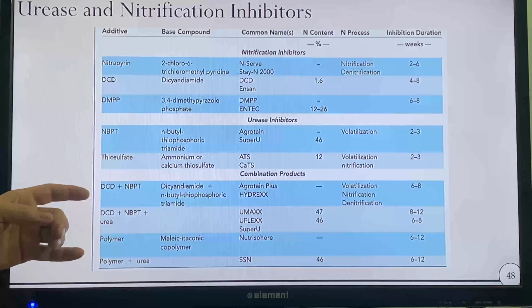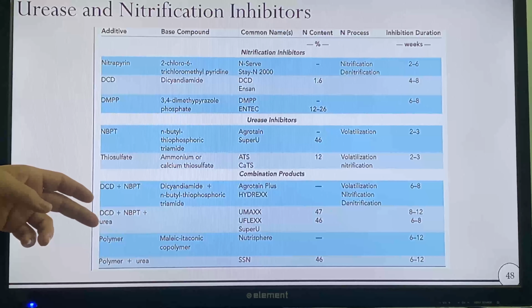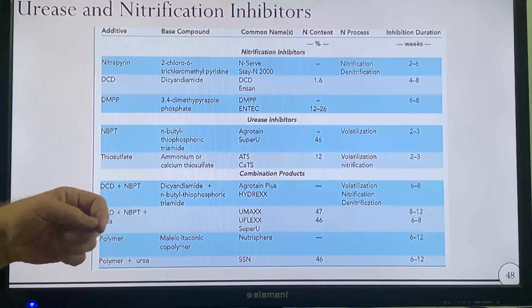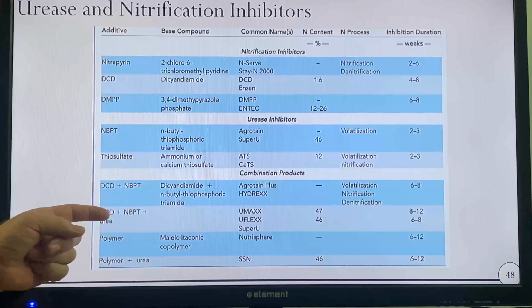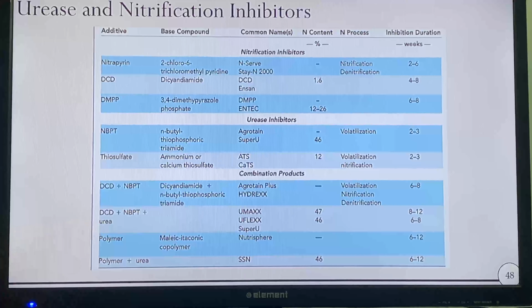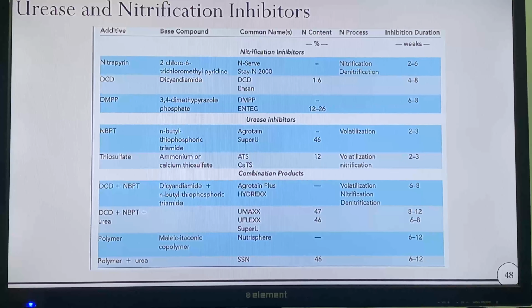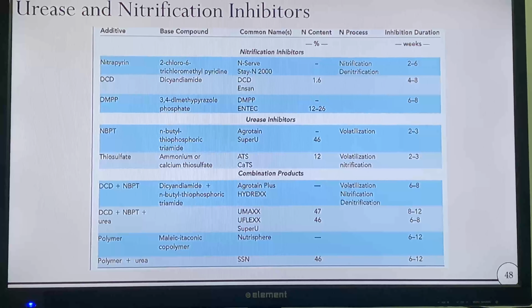And so down here, our combination products, at least these two, are going to be our enhanced efficiency fertilizers. We have DCD and NBPT, which can be mixed with liquid UAN, sold as Agrotain Plus. Here we have UMAX or UFLEX and SuperU. It just depends on who's selling it. Each company wants their own product that they can sell to producers, but those inhibitors are typically going to minimize volatilization and nitrification and a little bit of denitrification.